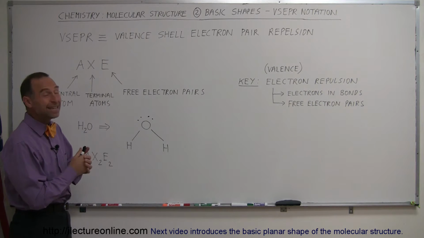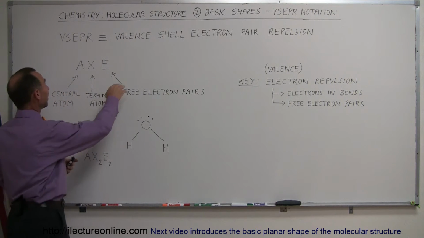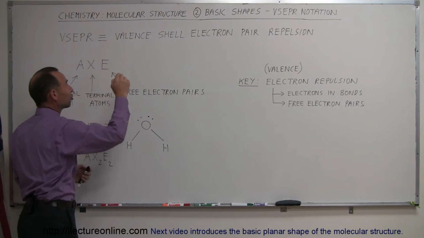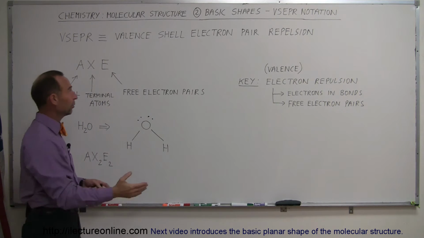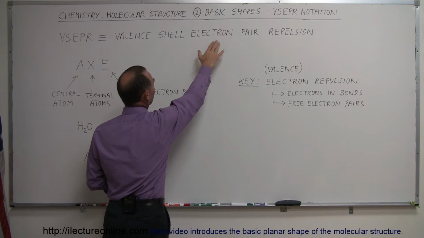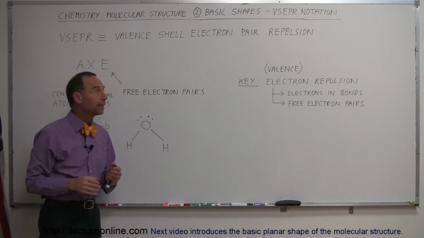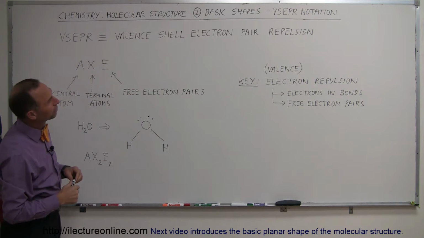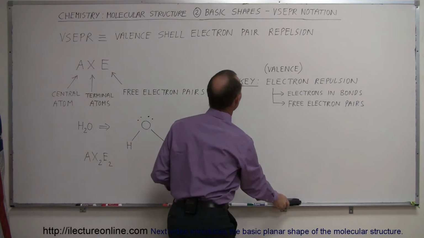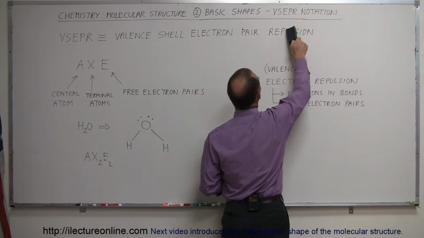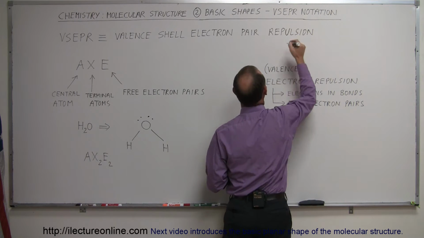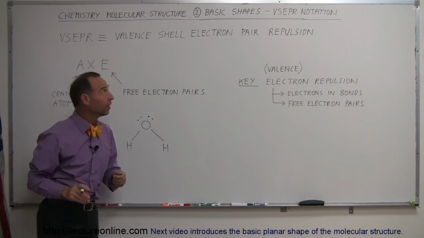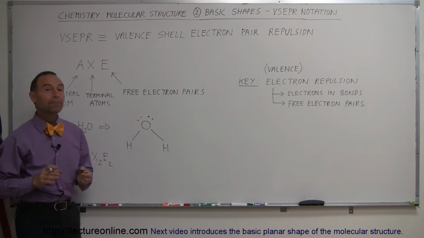What does VSEPR stand for? Well, the V stands for valence and S stands for shell. So we're dealing with the valence shell here. And of course, what's in the valence shell? We have electrons, and of course, we have pairs of electrons typically there. And they, repulsion. That's not what I wanted to write. This should be an O. That should say repulsion. There we go. That's much better. So it's called the valence shell electron pair repulsion.